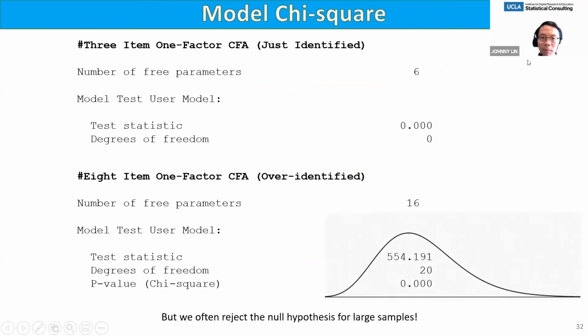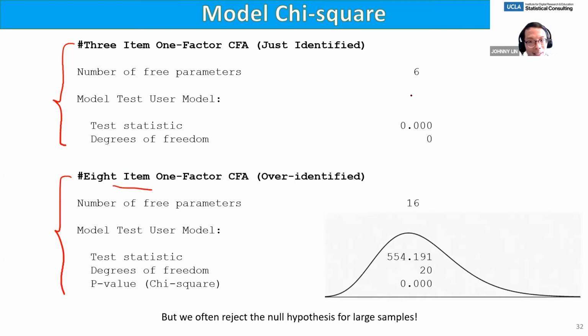Okay, so this is basically what we're talking about in terms of the model chi-square. This is the model we just fit. This is a model that you're going to do in the exercise with 8 items. Remember, the model we just fit is just identified. And how do we know that? Because the degree of freedom is 0. Now you know exactly what this means. That also means the test statistic is 0 because you can't calculate it. You know what these are, right? Free parameters.